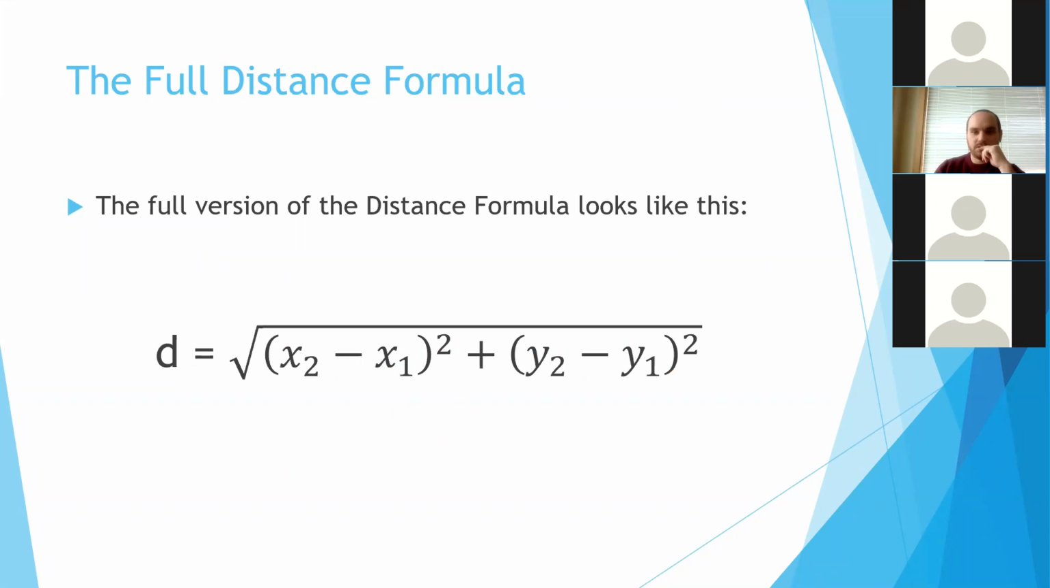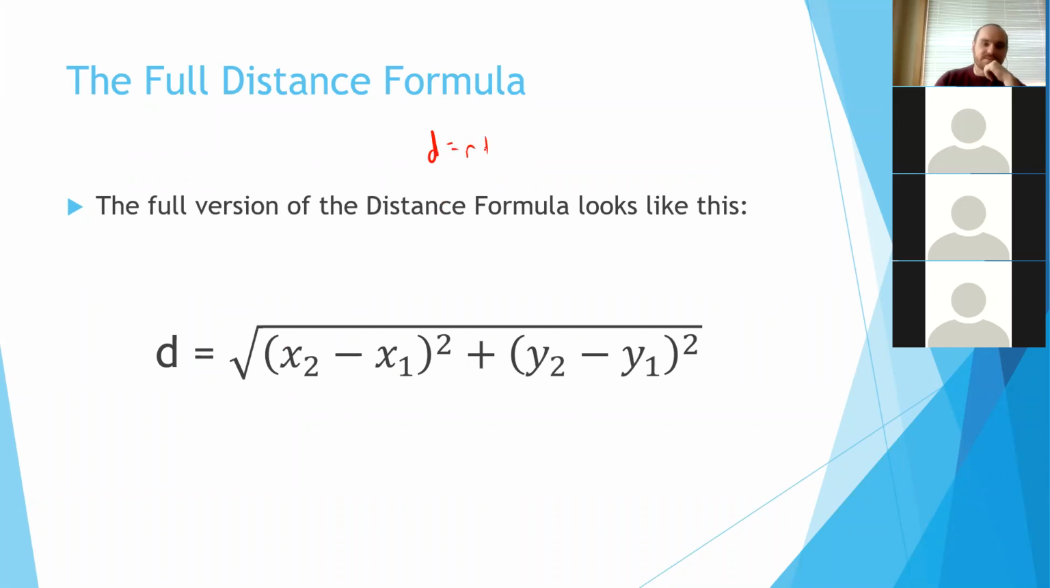Actually, distance is speed divided by time. It's actually speed times time. Distance equals rate times time.